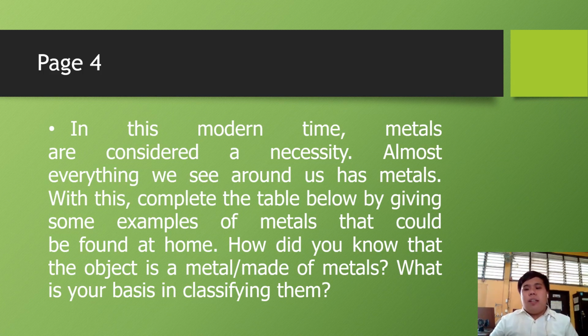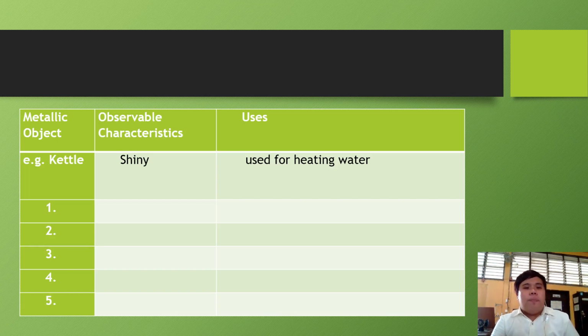And what is your basis in classifying them? For example, we have the kettle, the takuri. What can you observe about the kettle? It is shiny. Then what is its use?